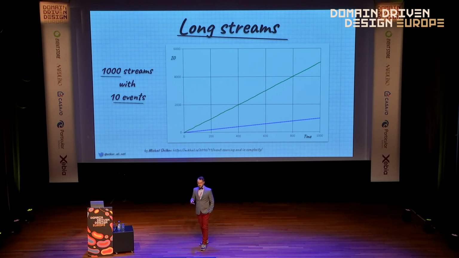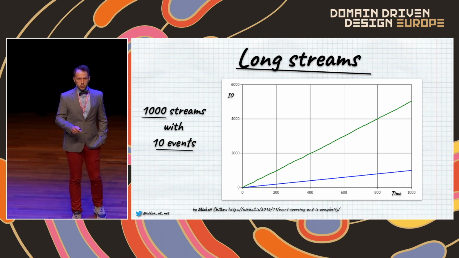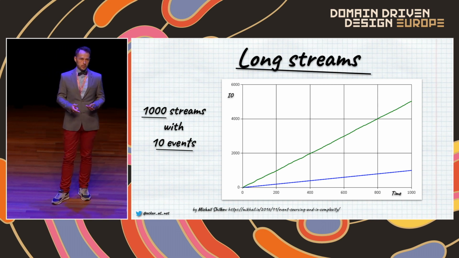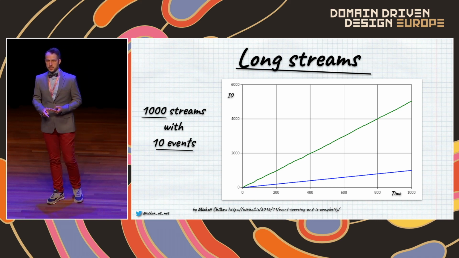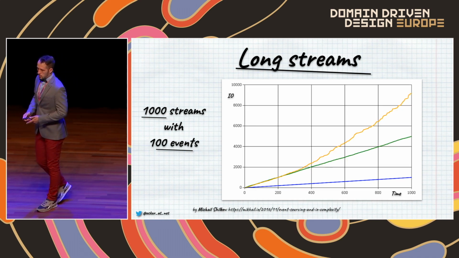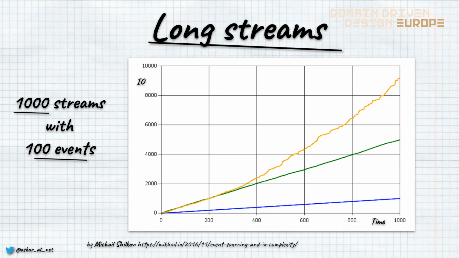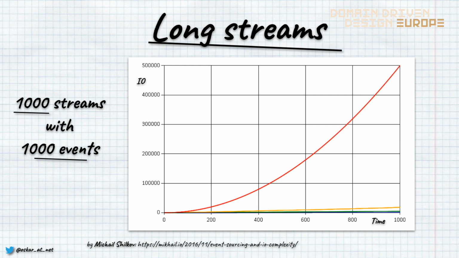If we have 10 events, then this green line is also linear, but a bit bigger, because when we are appending the first event, we are not reading anything since there are no events. So it's one I/O operation. If our stream has 2 or 3, then it's much more and it's growing. So let's have a look at 100 events in the stream. Then things start to get a bit more complicated. It's still looking close to linear, but we can see that something is going on. This is how it grows exponentially if you have many more events.